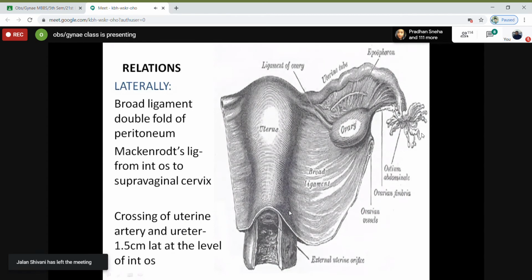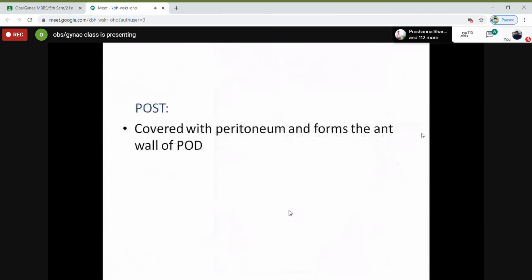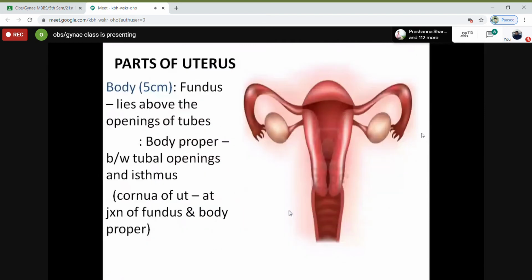supravaginal cervix. So you have to visualize this a little. On lateral either sides of the uterus you have the broad ligament, which is the double fold of peritoneum. It goes up till the internal os. So all of you know what the internal os is. In this picture I'll show you. What was this?